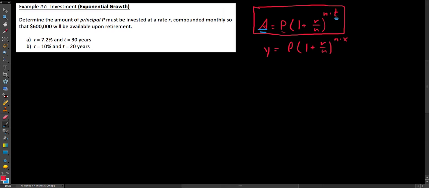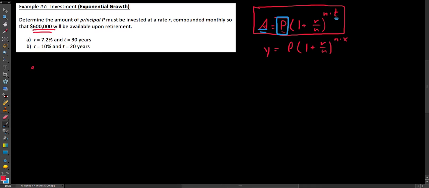Well, that's a lot to sink in here, but I suppose what I want to do is just start by identifying what are the things that we know. And so what we're asked to look for is the principal. So with respect to our model, the only thing that we probably are not keen on is this idea of what P is. But it says find the amount of principal that must be invested at a rate R compounded monthly so that $600,000 will be available upon retirement. This $600,000 really here represents our amount.